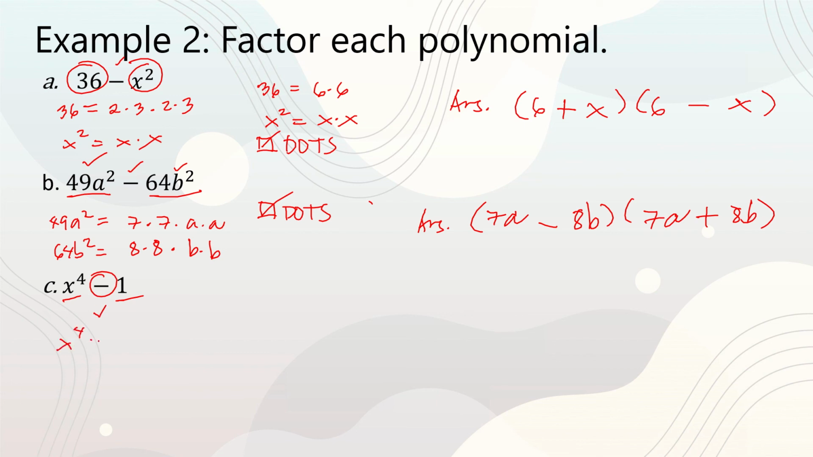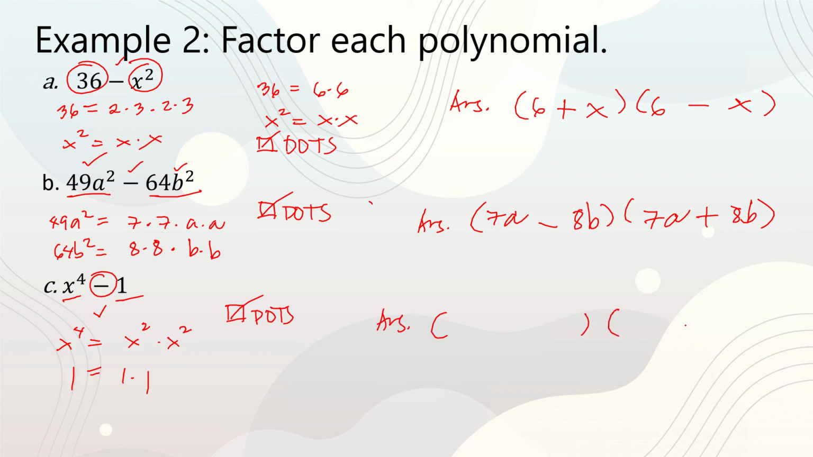Say, x to the power 4, makakaisip ka ba ng isa na kapag i-multiply by itself ay magre-result ng x to the power 4? Yes, meron. X squared times x squared, x to the power 4 yan. And second term 1, of course, 1 times 1. So, mag-factor siya using DOTS.